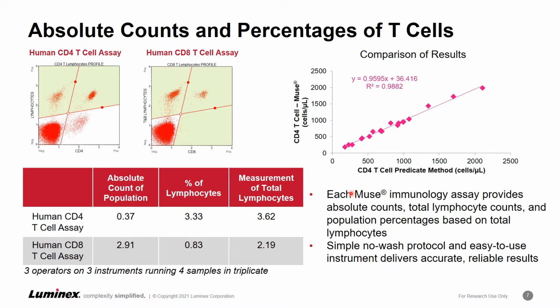Lastly, we evaluated the CV results for the count, the percent lymphocyte, as well as the count for the total population. These results were compared for 3 operators across 3 instruments running 4 samples in triplicate. You can see that the CVs for all of these populations were well below 5%.